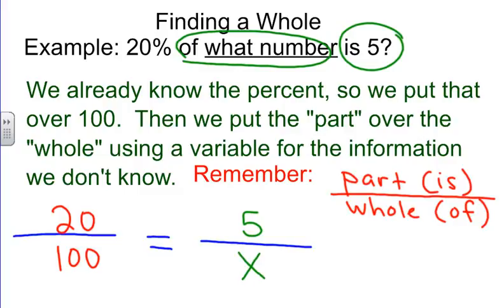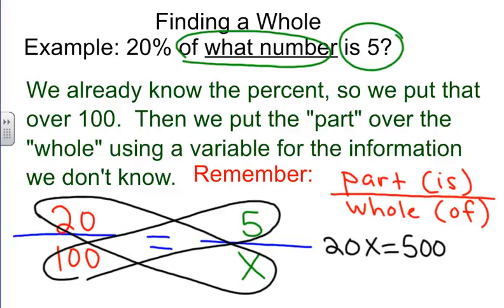Now we're going to solve by cross-multiplying and dividing. When we cross-multiply, we get 20x equals 5 times 100 is 500. So 20x equals 500. Now we don't want to keep x attached to the 20. We want to isolate it, so we are going to divide each side by 20. And when we solve that, we get x equals 25. So 20% of 25 is 5.